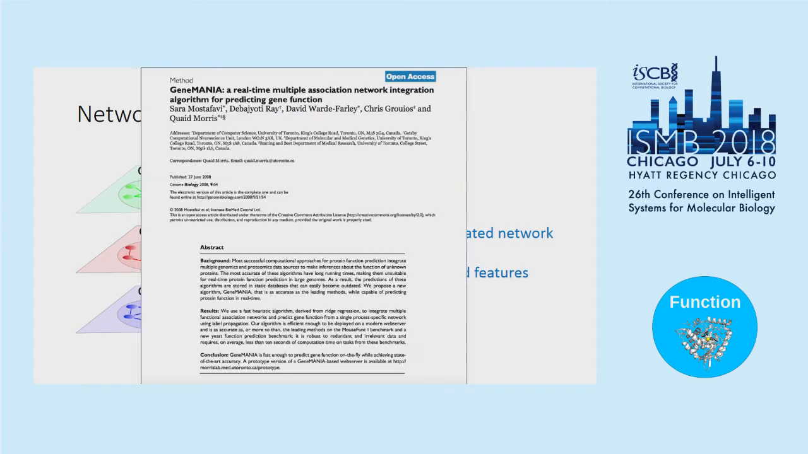So one method that belongs to the first class is GeneMania, and it's been state of the art for a long time. It was published in 2008, and it integrates networks into a single network by using adaptive network weighting, and then it runs label propagation on top of this integrated network to transfer annotations from characterized to uncharacterized proteins. The reason I mentioned this is that we're going to be using this method in our comparison study.